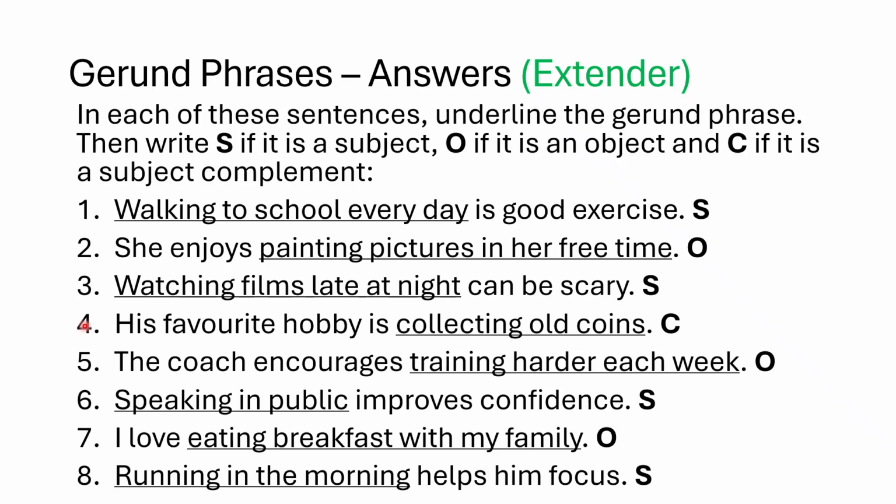4. His favourite hobby is collecting old coins. The gerund phrase is collecting old coins. It is the subject complement in the sentence. 5. The coach encourages training harder each week. The gerund phrase is training harder each week. It is the object of the sentence. 6. Speaking in public improves confidence. The gerund phrase is speaking in public. It is the subject of the sentence.